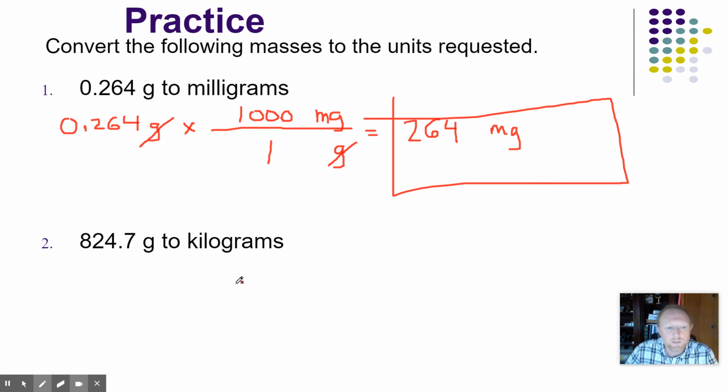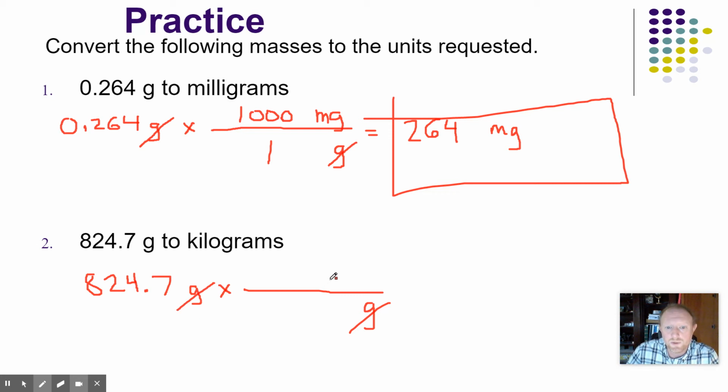Let's take a look at a second problem. We have 824.7 grams, and this time we're asking to convert that to kilograms. Okay, so we can take 824.7, and we're going to set up our conversion factor, which is a times line. Again, I kind of jokingly call it a times line, but it is a multiplication and division sign. And we're going to place the unit gram on the bottom. Go ahead and cross that out.